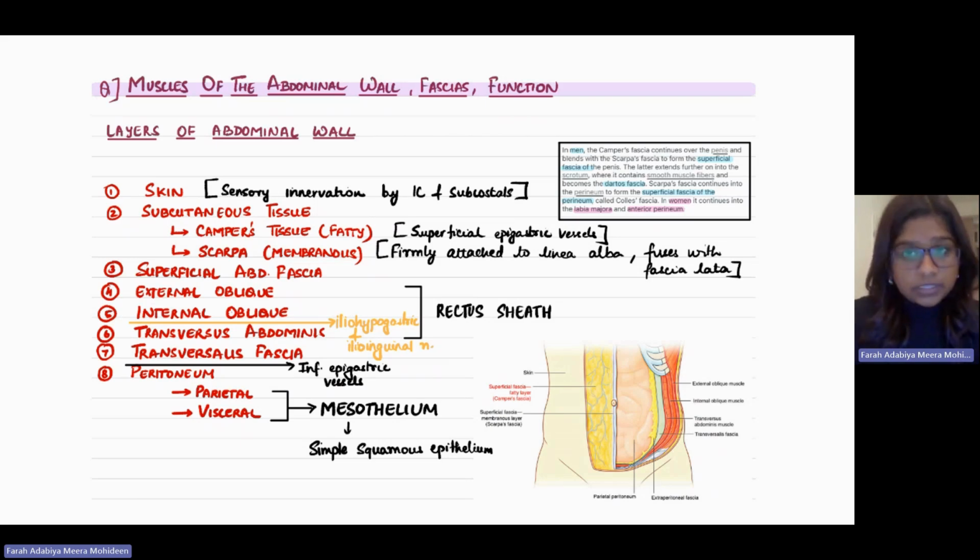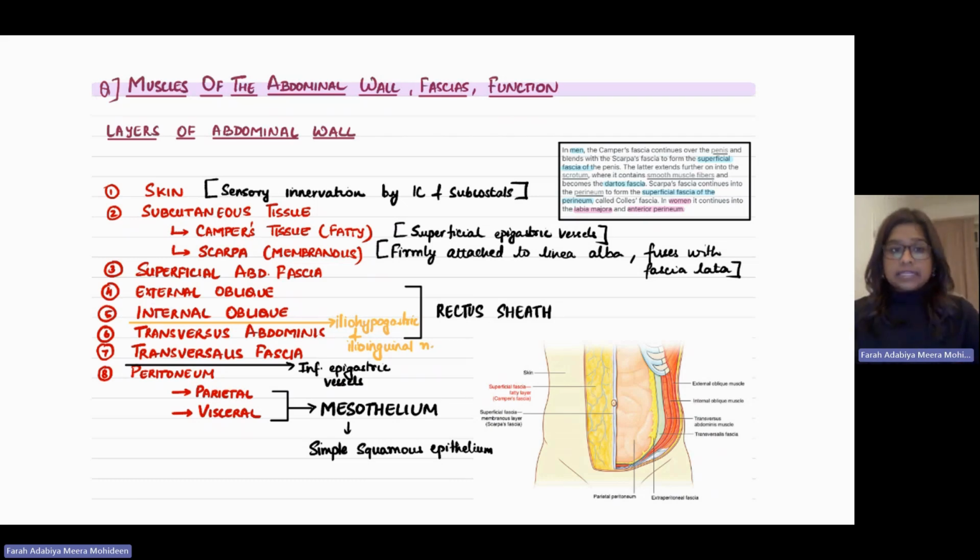First, we start with our skin, the outermost layer, right? It has sensory innervation by intercostal and subcostal nerves. Secondly, under the skin, you have the subcutaneous tissue. This layer is divided into 2 layers. First, the fatty layer called Camper's tissue, and then the second is Scarpa's layer, which is the membranous tissue. The membranous tissue is firmly attached to the linea alba.